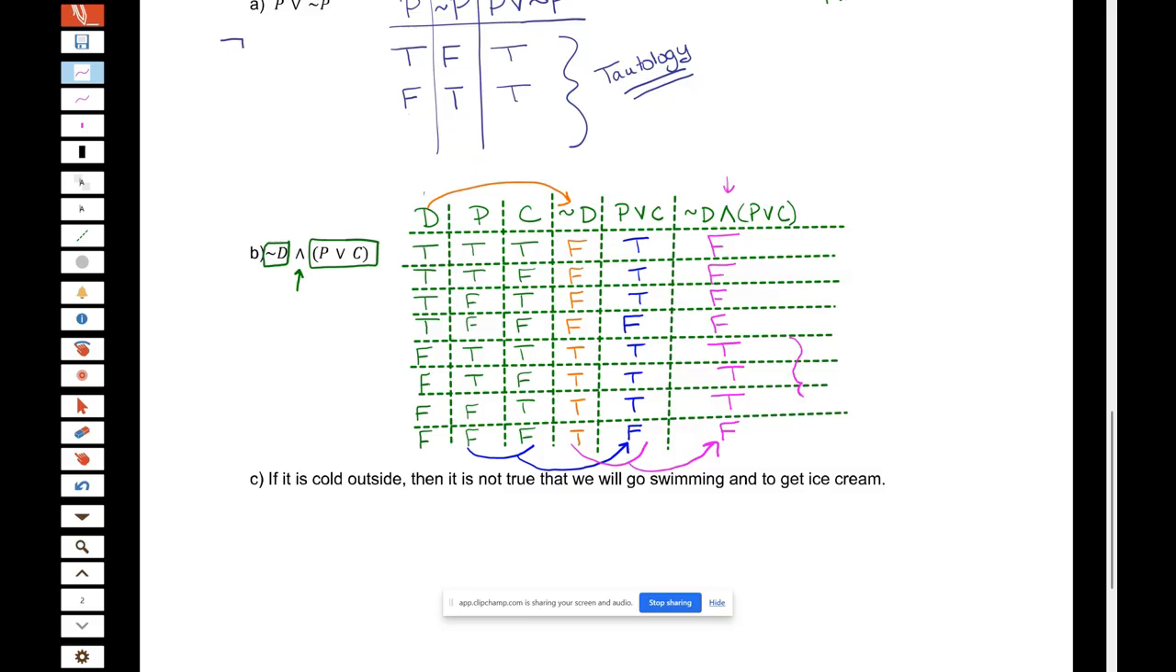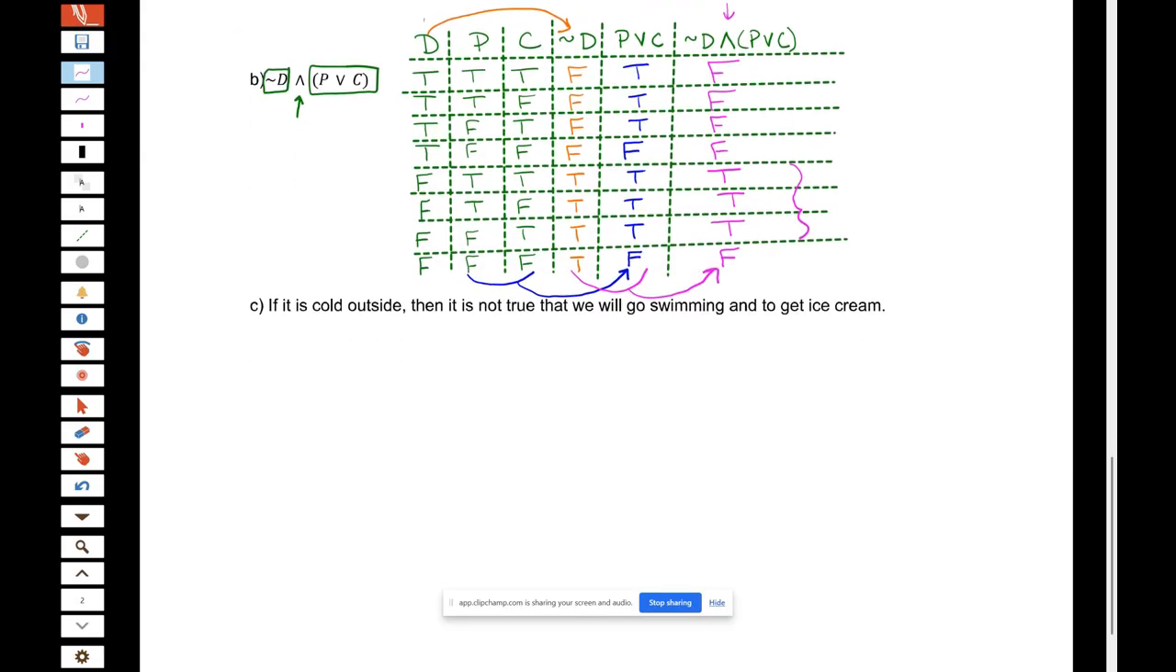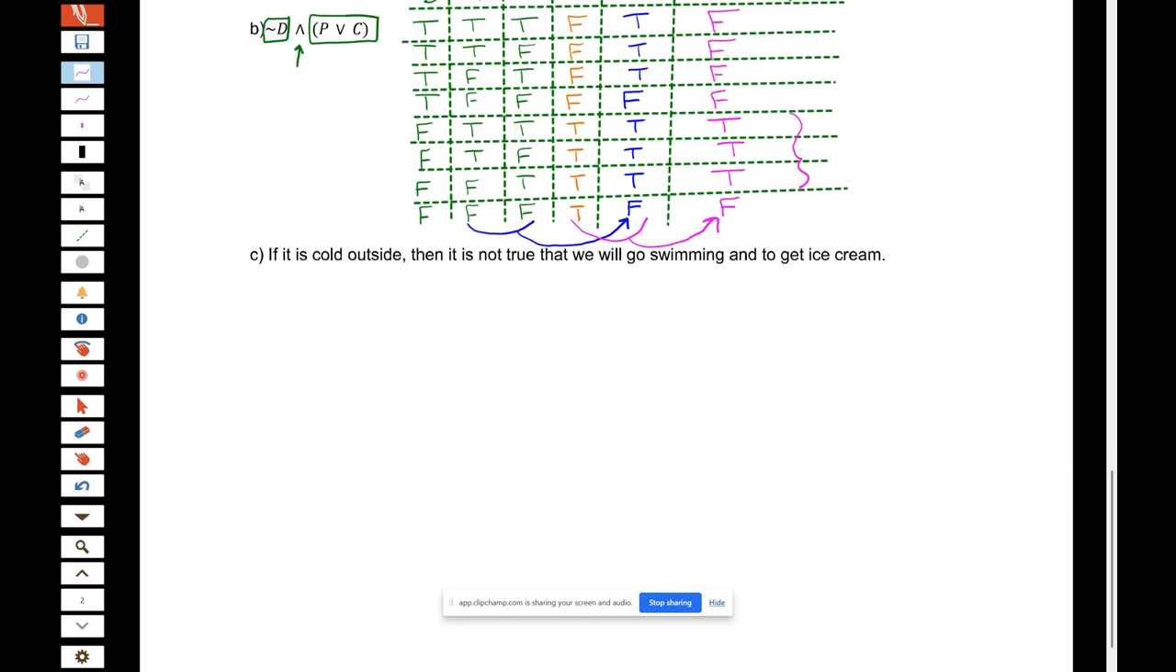So we know these three places are the conditions under which this would be a true statement, depending on what D and P and C stand for. So that's the end of that truth table.